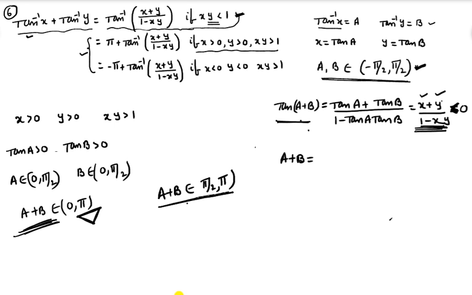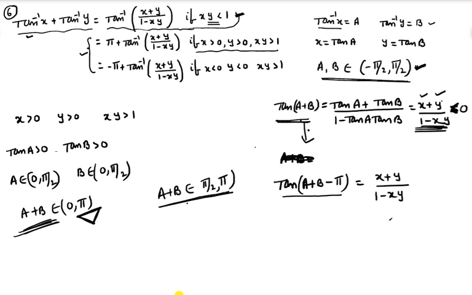Why? The reason is a plus b is not in the principal branch, so we can't write it. That's why, what to do now? Observe here, tan of (a plus b) we can also write as tan of (a plus b minus pi), which is equal to (x plus y) divided by (1 minus xy).